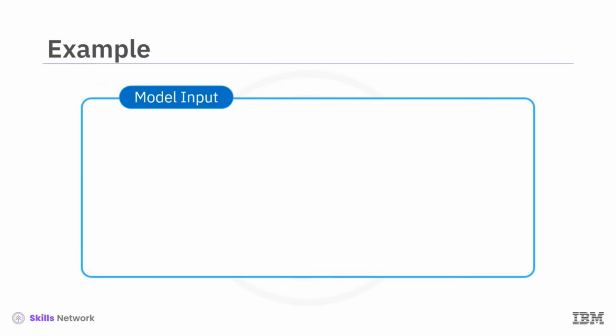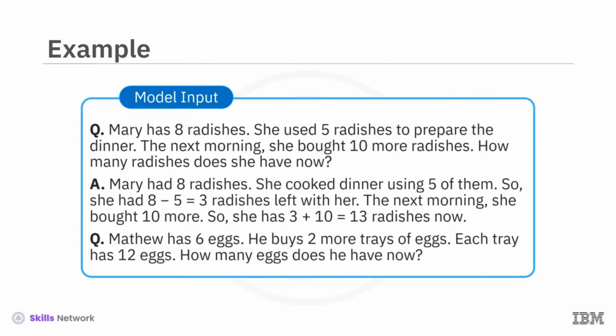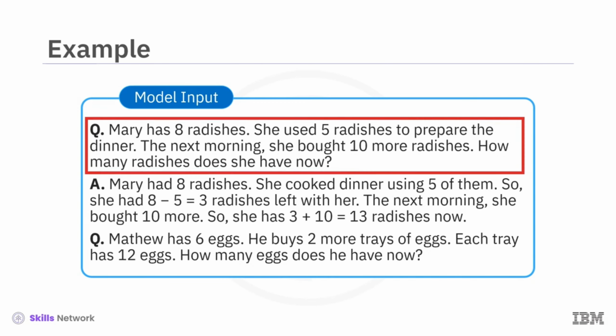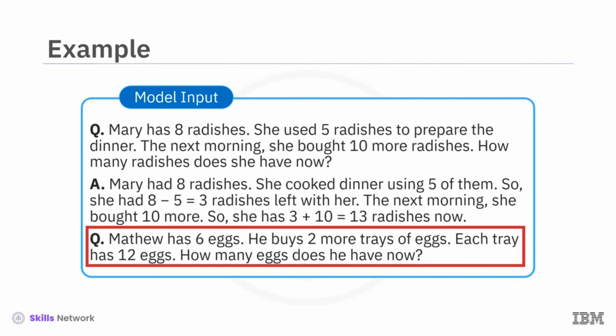So your final prompt should include the following: a related question with the appropriate solution, and then another question that can be solved using the same logic or reasoning. In this prompt, you can see there's a question, a logical solution to the question, and another question that can be solved using the same logic.